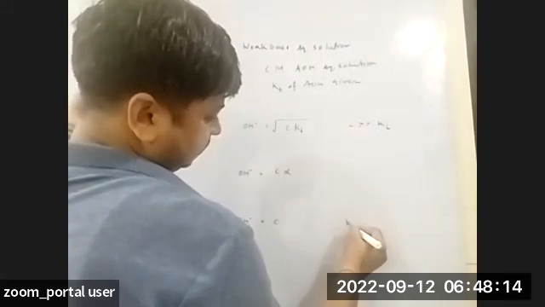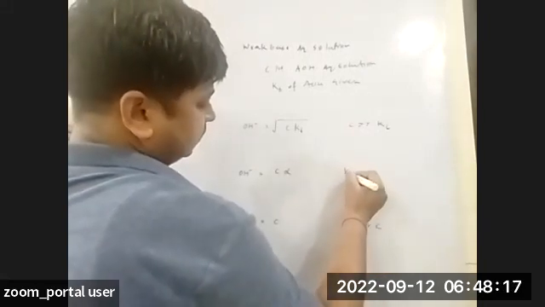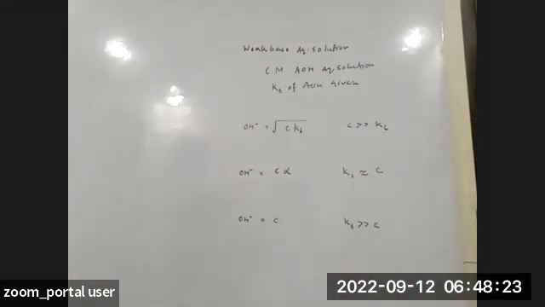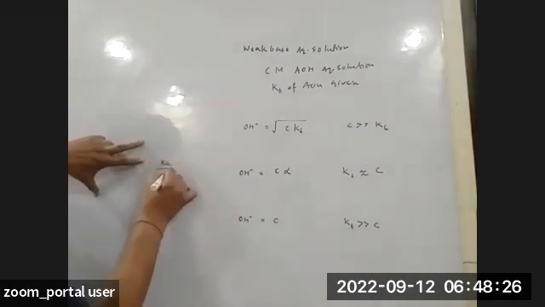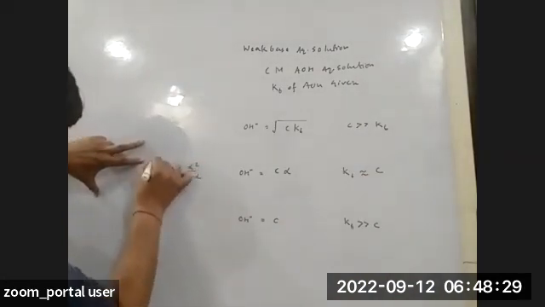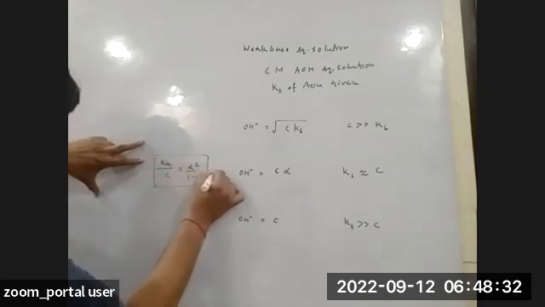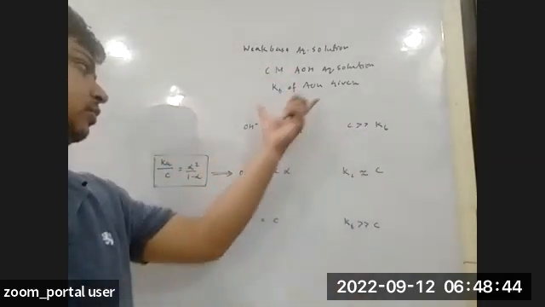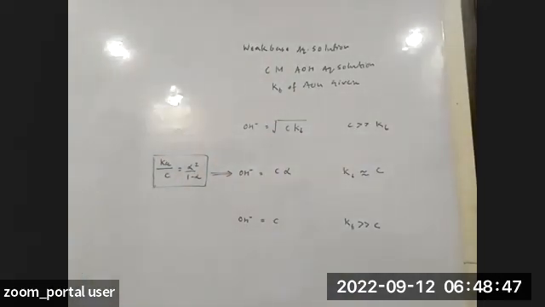For this, Kb should be very, very greater than C. For this, Kb should be comparable to C. Is this okay? Yes. Is this okay? Is this clear to everyone? If a weak base is given, then we can have three possibilities for the calculation of OH minus. Is this clear? Yes. Okay. Now you all solve this problem.